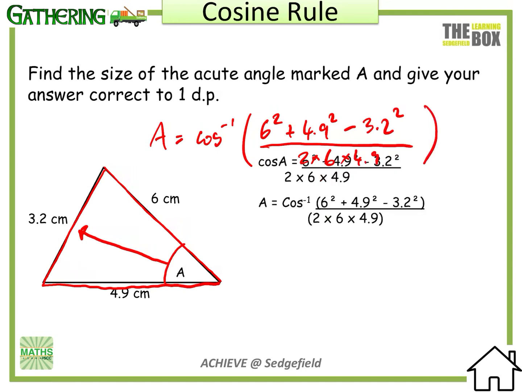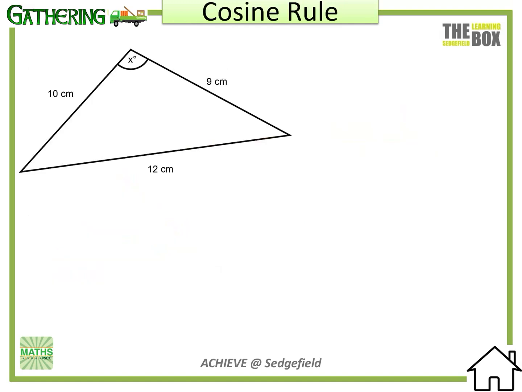Okay, whack that in your calculator, and you're going to get 32.2 degrees to 1 decimal place, as long as you've got your calculator in the right setting. So, stop your video, have a go at this one.